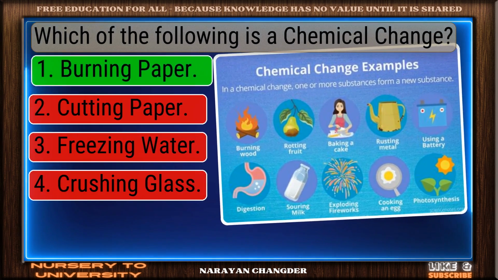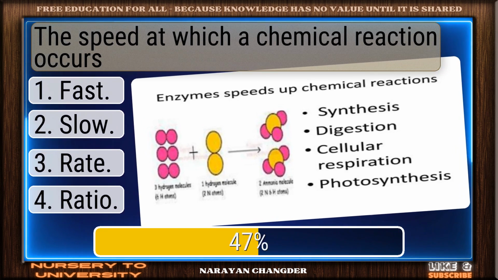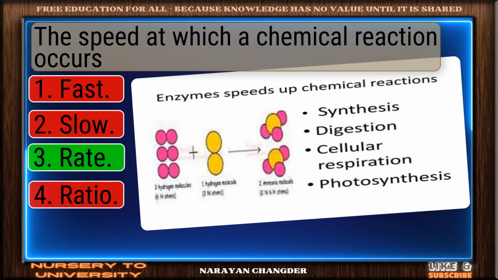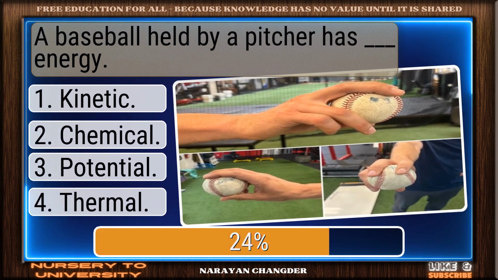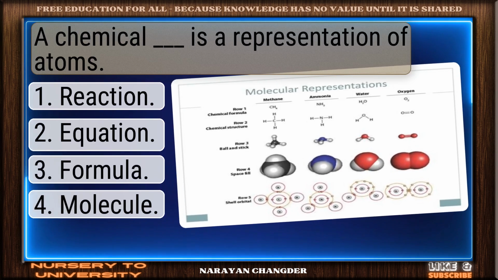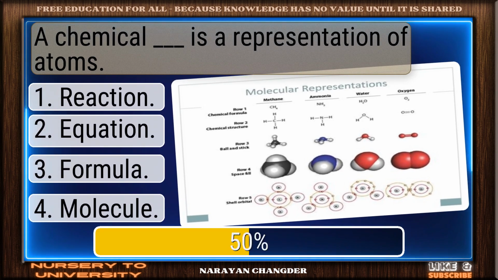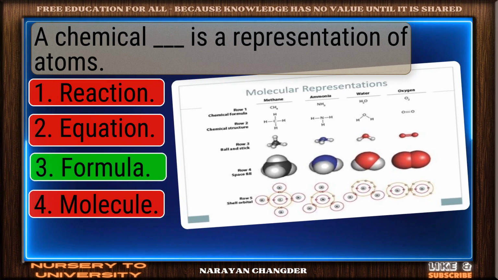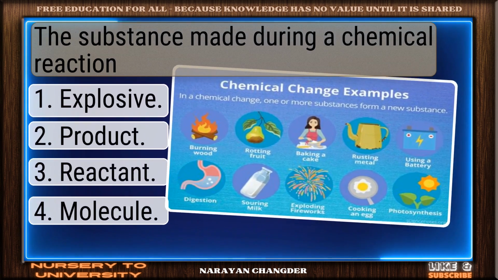Spot on. Burning paper. The speed at which a chemical reaction occurs. Bravo. A baseball held by a pitcher has ___ energy. Potential is correct. A chemical ___ is a representation of atoms. Well articulated. Formula. The substance made during a chemical reaction.